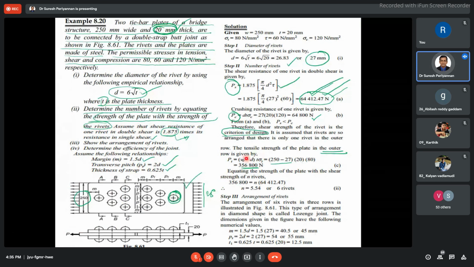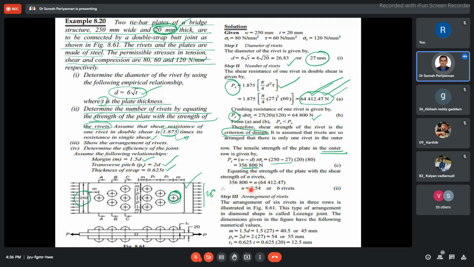Now equate this. Whatever we have found, this is the tensile strength. Tensile strength is equal to shear strength. Then how many rivets? From this, 356,800 is equal to N into 64. Then the number of rivets we are going to get is 5.54.